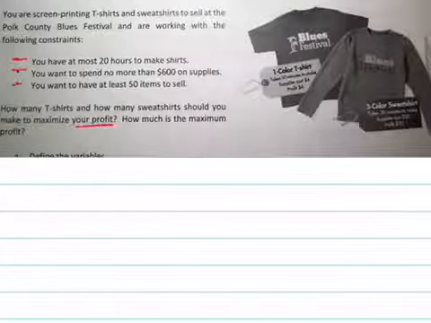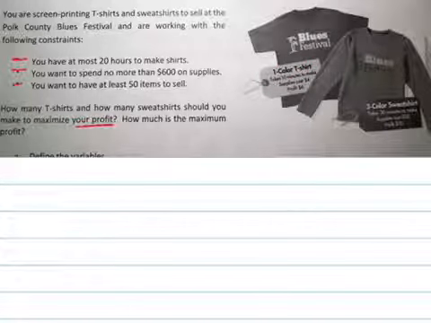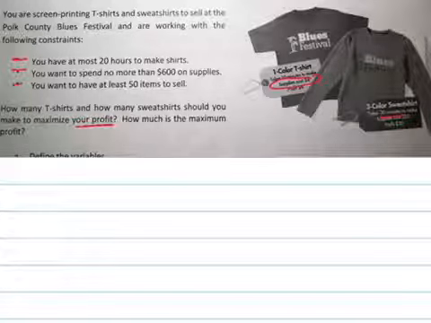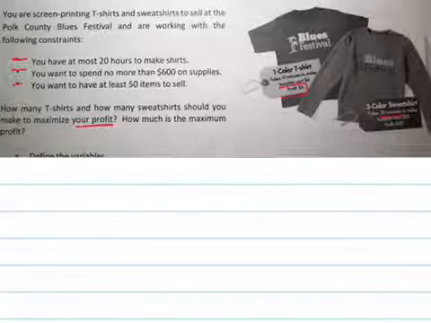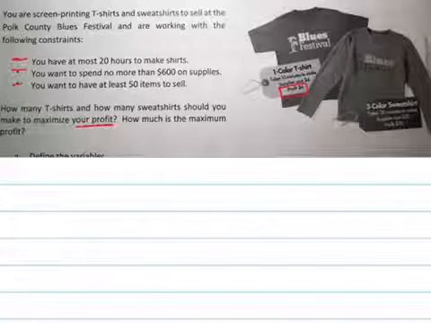And then when we find those possible points, we're going to choose the highest one because that's the profit we want. So what we're doing here is trying to find out how many t-shirts versus sweatshirts we should sell. And the little tags here give us the information we need. It says it takes 10 minutes to create a t-shirt, and it takes 30 minutes to create a sweatshirt, and it tells us that the supplies of a t-shirt cost $4 and the profit is $6, and it tells us the supplies of a sweatshirt cost $20 and the profit is also $20.